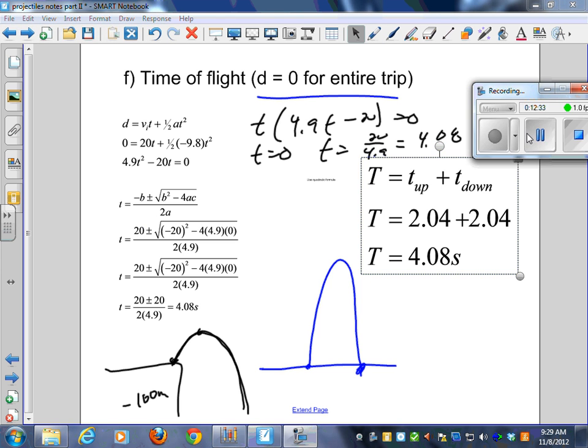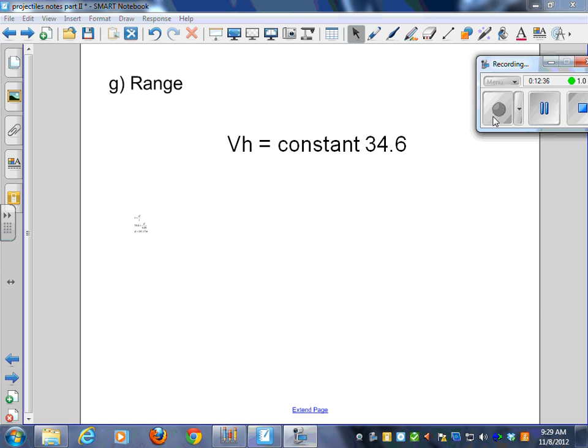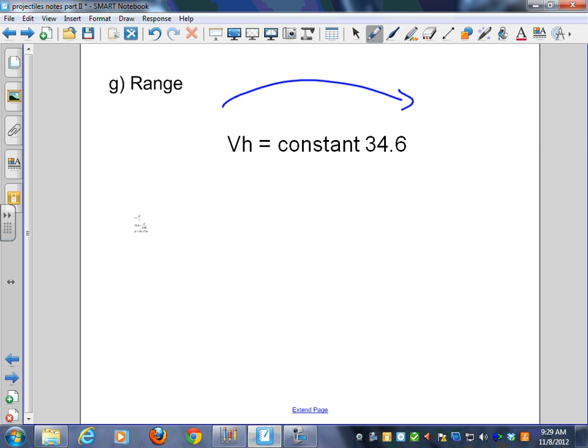What about the range? The range is how far does this object go horizontally, right? Now here's the tricky one. When I'm dealing with range, because it's horizontal, what velocity do I have to use? I have to use the horizontal component. You can't use vertical. What acceleration is there horizontally? What's my AH, horizontal acceleration? 0. Don't let me catch you putting minus 9.8 in when you're trying to find out something horizontally. People do it all the time. Don't do it. Minus 9.8 is only for up and down.